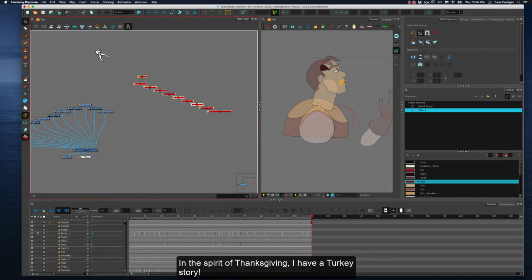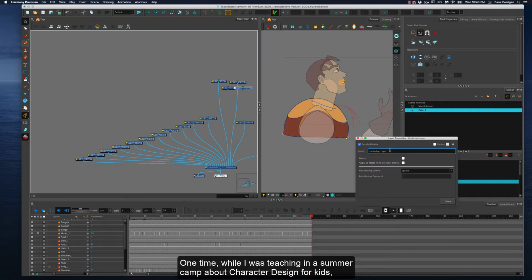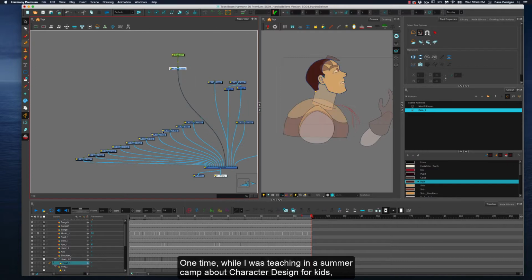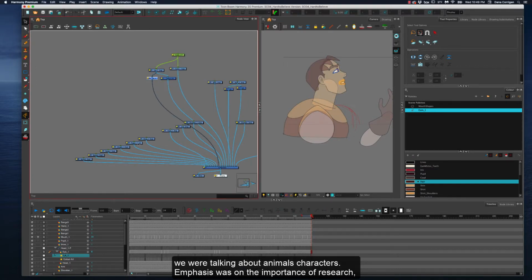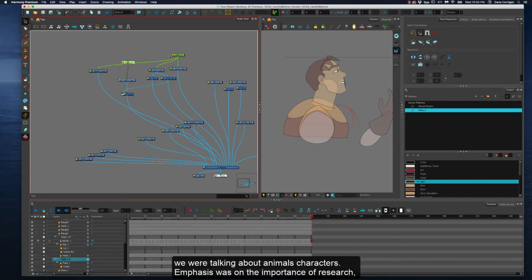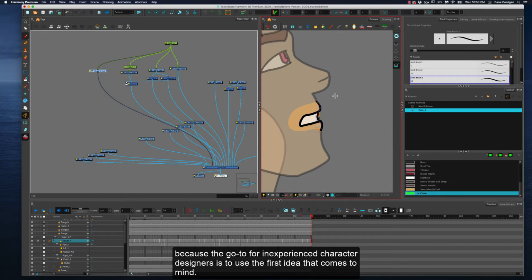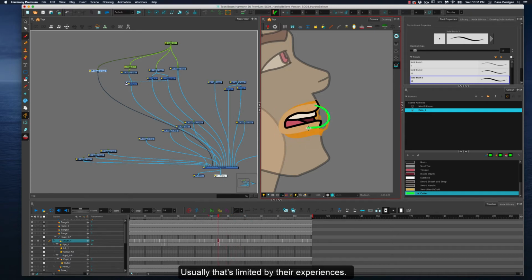In the spirit of Thanksgiving, I have a turkey story. Okay, so one time while I was teaching in a summer camp about character design for kids, we were talking about animal characters. Emphasis was on the importance of research because the go-to for inexperienced character designers is to use the first idea that comes to mind.